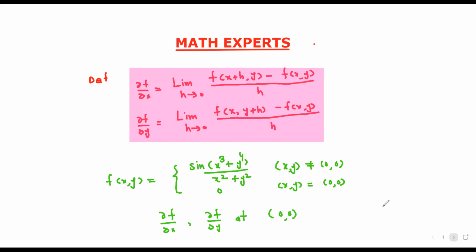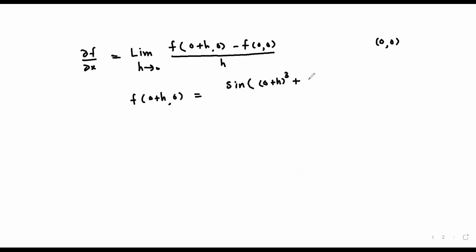plus y to the power 4, and in place of y we put 0, and 0 to the power 4 is 0. Then we have x squared, which is (0 plus h) squared, plus 0 squared. Okay students, which is equal to sine of h cubed over h squared.